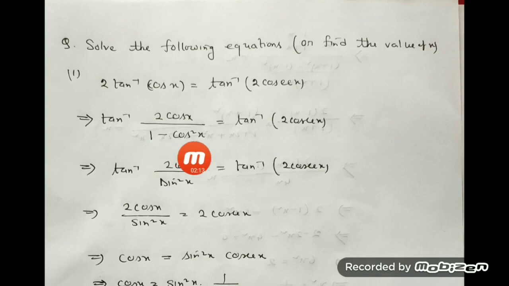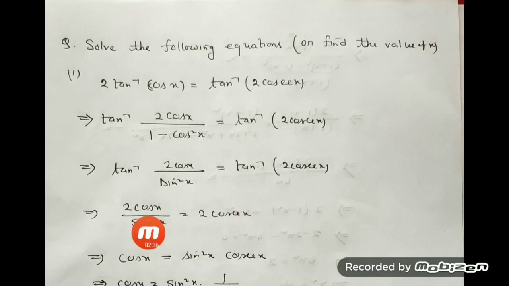What is the value of 1 minus cos square x? Yes, it is equal to sin square x. This is equal to tan inverse of twice cosec x. You don't have to do any simplification here. Now you just see I remove this tan inverse from both sides. Then comparing, we will have 2 cos x by sin square x equal to twice cosec x.